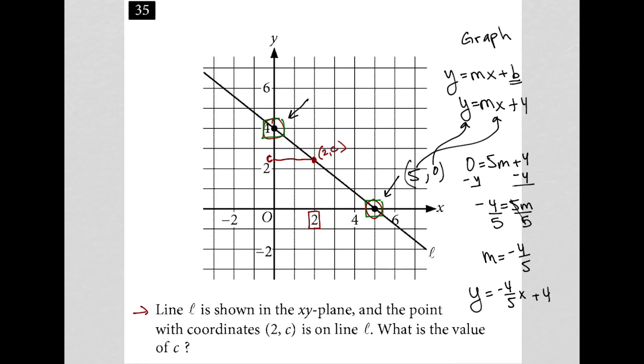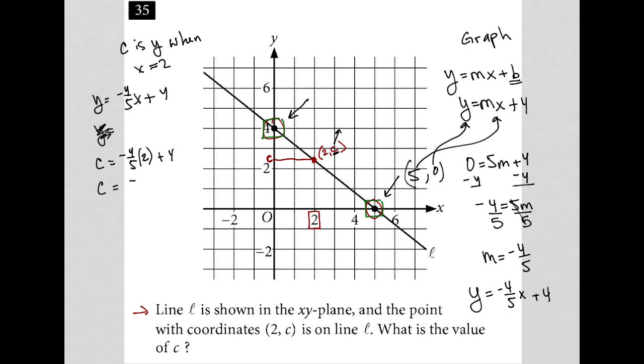And now, because I'm wanting to figure out what c is, basically the y value, c is y when x equals 2. That's how we interpret this. So if x were equal to 2, let me just write this down again, y equals negative 4/5 x plus 4. If x equals 2, in fact, let me just write it this way, c equals negative 4/5 times 2 plus 4.